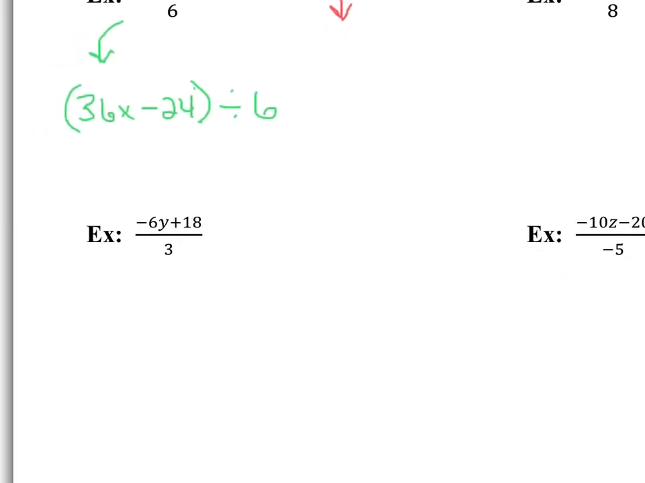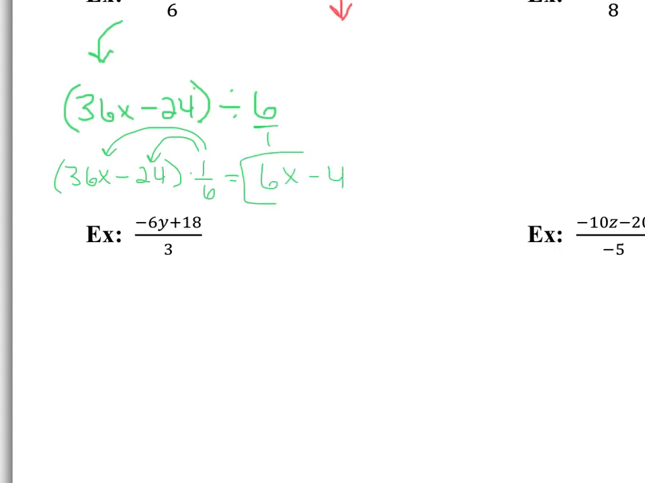So even though I don't see any fractions, I'm actually going to think of it like a fraction. To divide fractions, if I make 6 into a fraction, you multiply by the reciprocal. So now I've turned it into a distributive property problem. So now I could distribute 1/6. My final answer would be 6x minus 4.